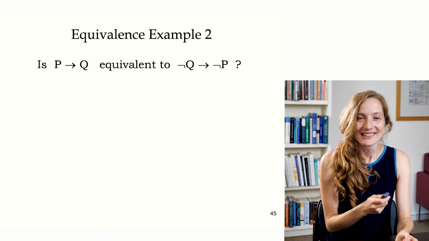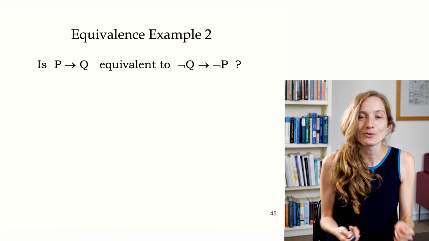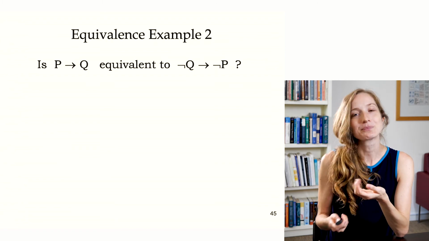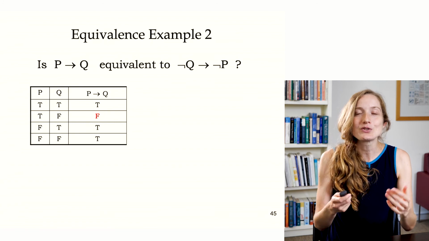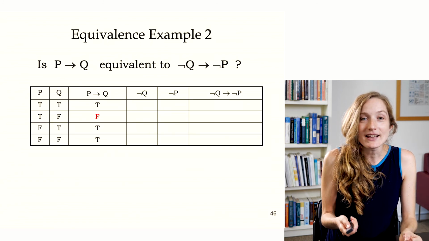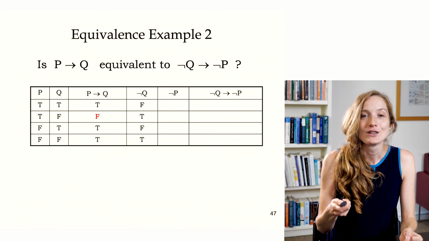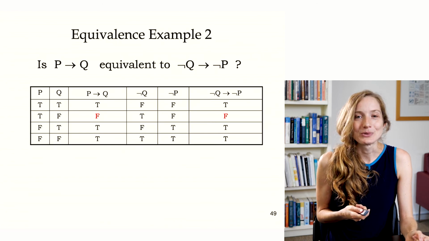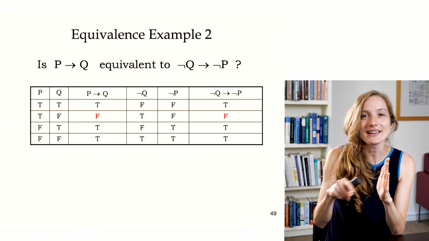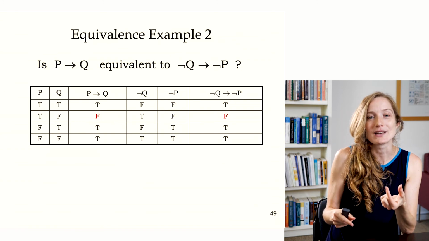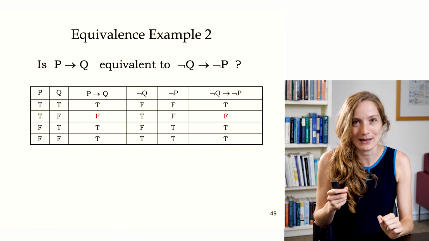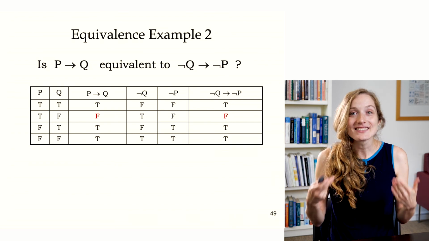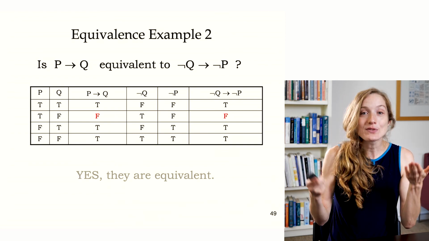How about another one? Suppose I take P implies Q, and now I'm looking at not Q implies not P. Looks a little goofy. Same game. Here's the truth table for P implies Q. Let's break this second part into steps again: not Q, not P, and now the implication between those two. Remember, you go through line by line and see when the first part is true and the second part is false, and that's the case when you get a false for the implication. Taking a step back, we see again these columns are identical, which means that these 2 propositions are also equivalent.